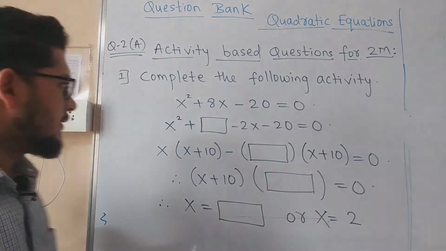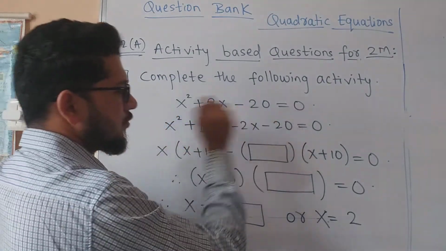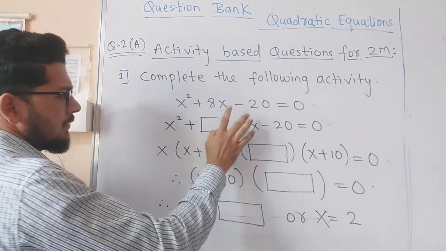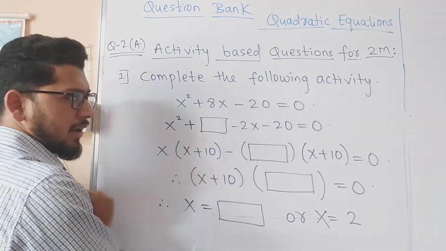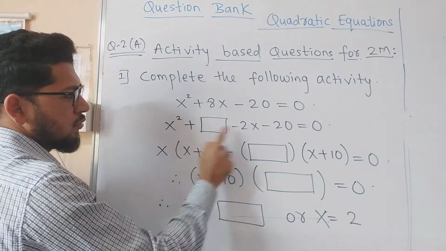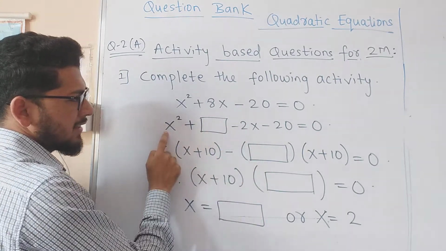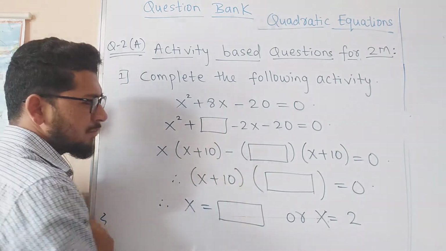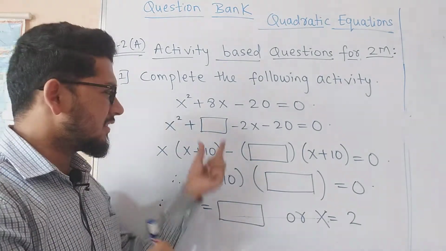Here x square plus 8x minus 20 equal to 0. This is the quadratic equation, and we have to solve it by the factorization method. Here x square will be the same. Instead of 8x, one term is an empty box, and the other is minus 2x. So we have to fill this box.